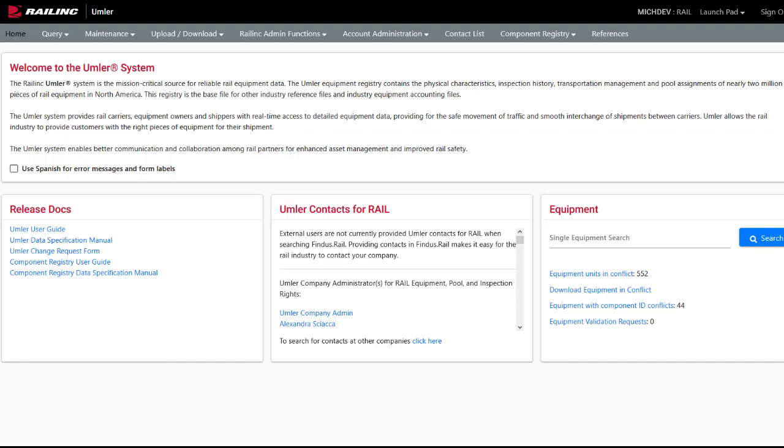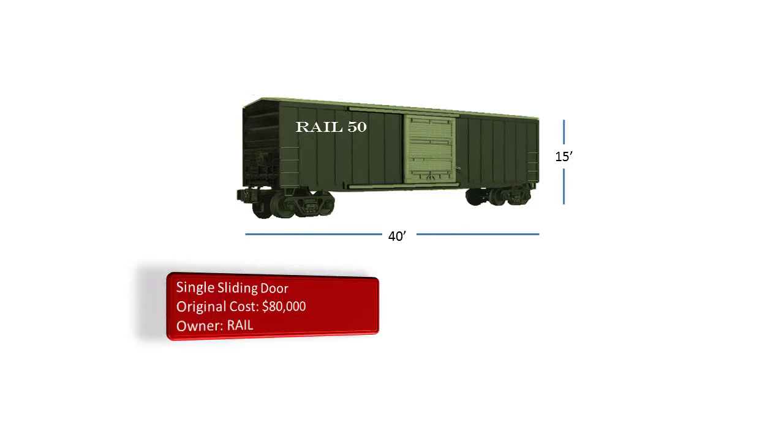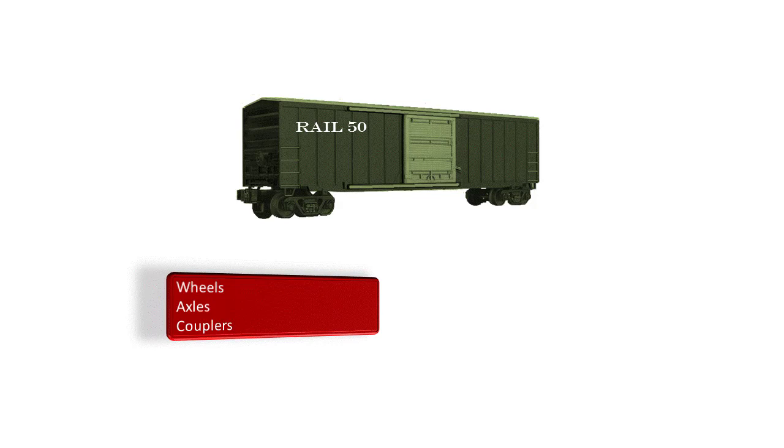displayed in Umler. While some characteristics of a rail car are basic and easy to describe, like lengths, weights, and dimensions, side door type, original cost, and ownership, other equipment characteristics are more complex, and data entry is not as easy. For any equipment record in Umler, there can be multiple values. For example, wheel diameters can be different, couplers can be used on each end, and axle spacing can vary.